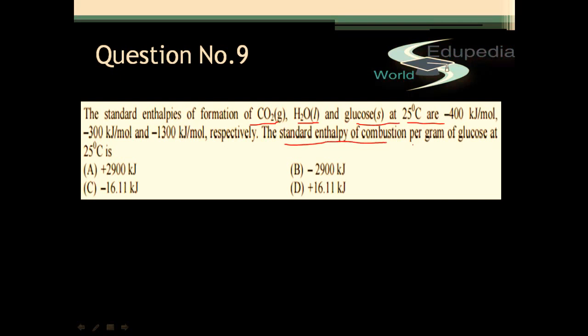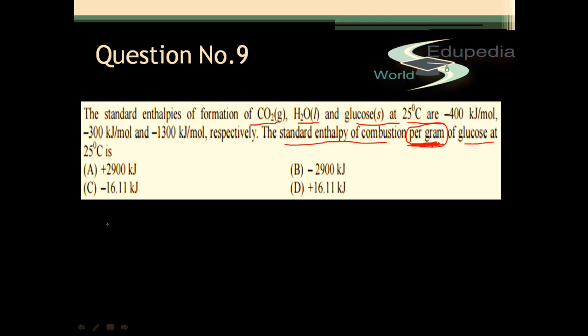Now, one important fact which I would like to point out is per gram of glucose, because generally what we do in questions, what we do in classrooms, or what we practice is that we always calculate enthalpies per mole and not per gram. So this is one important point over here which needs to be taken care of, that ultimately we have to give our answer in per gram and not in per mole, right?